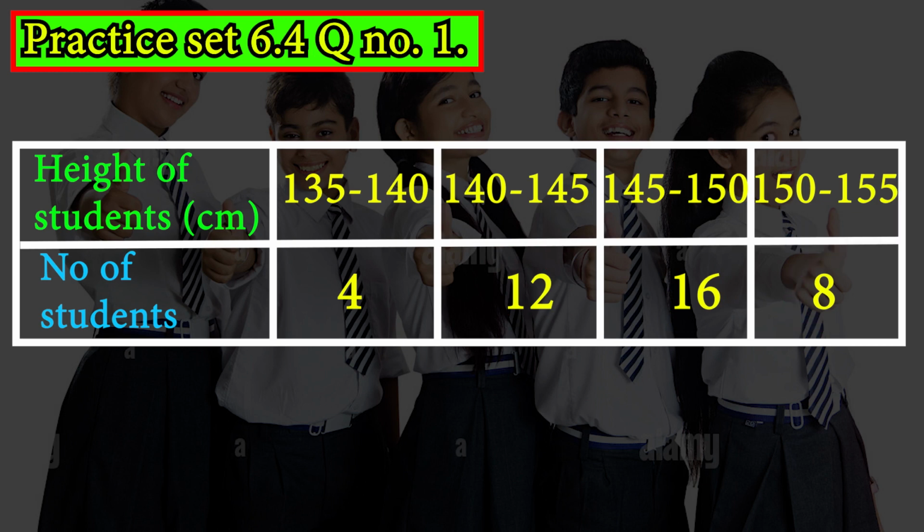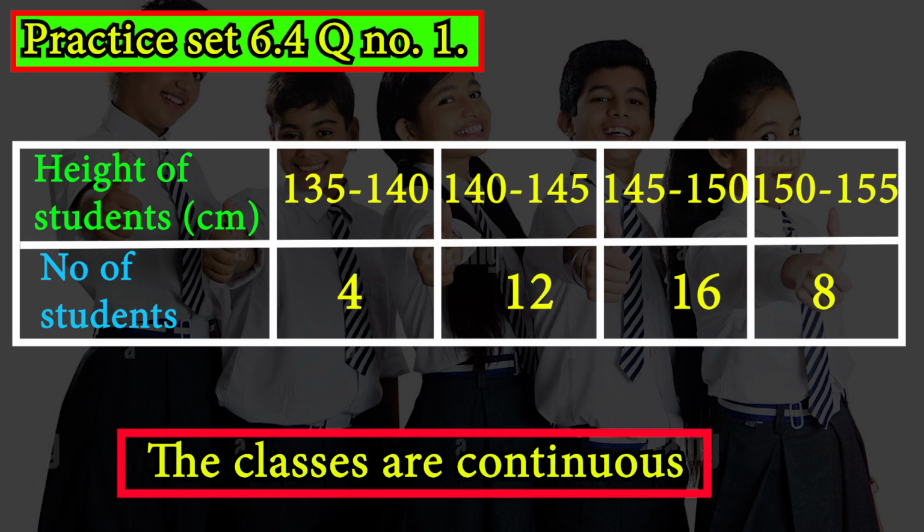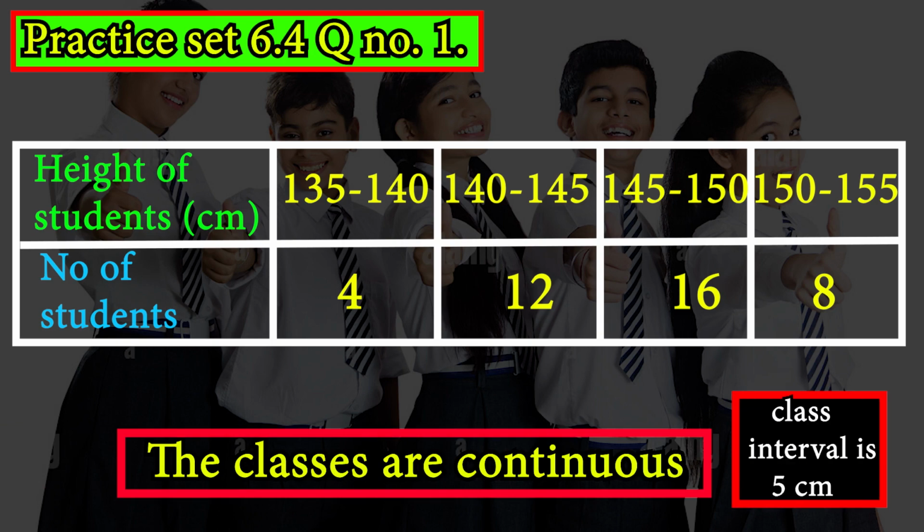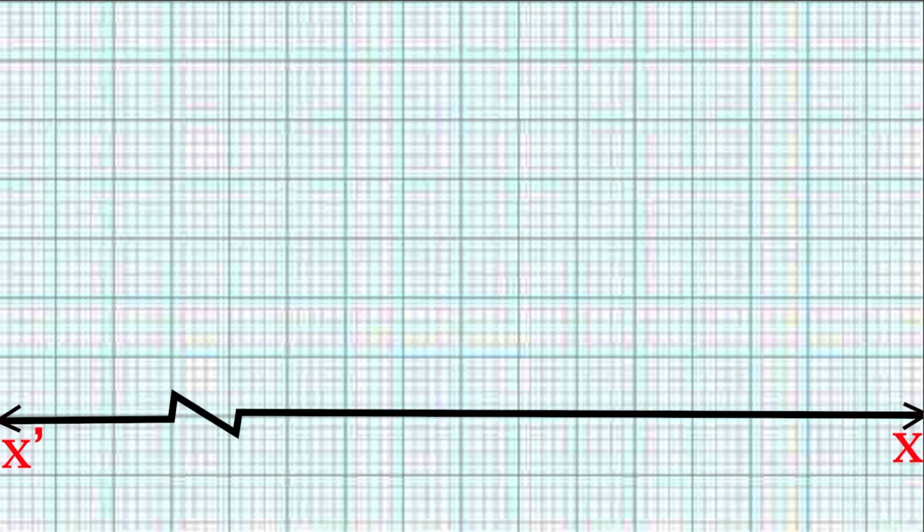Students, here the height of students is given in centimeter and the number of students is given. Let us first find out if these classes are continuous or not. The classes are continuous and the class interval is 5 centimeter. Let us draw the x-axis on graph paper by leaving 2 squares from bottom. Draw y-axis from left side by leaving 2 squares. And let us write the intersection point of x and y axis as origin 0.